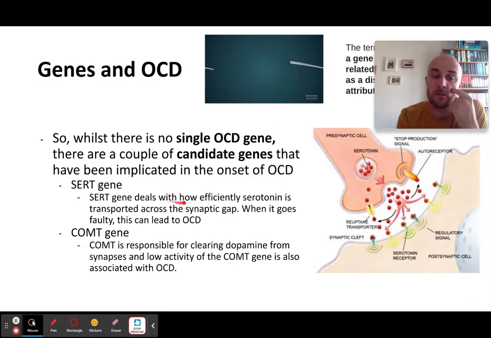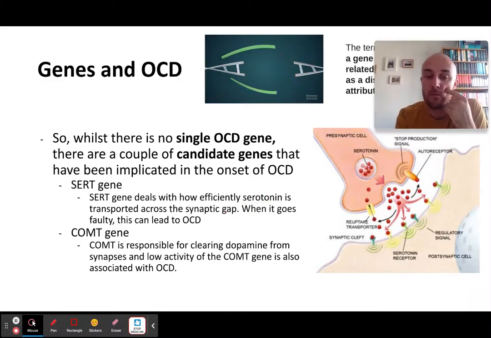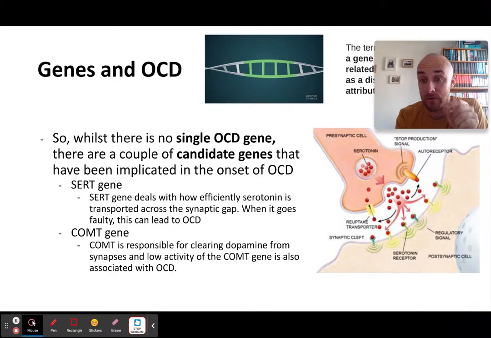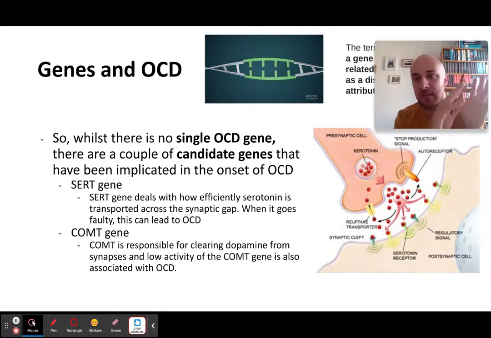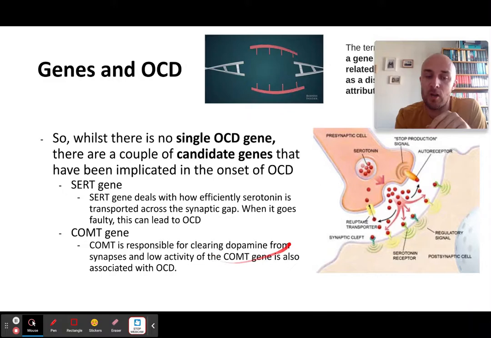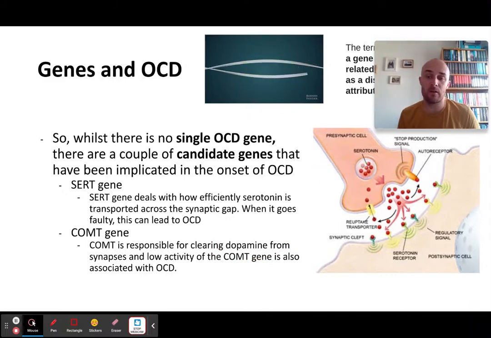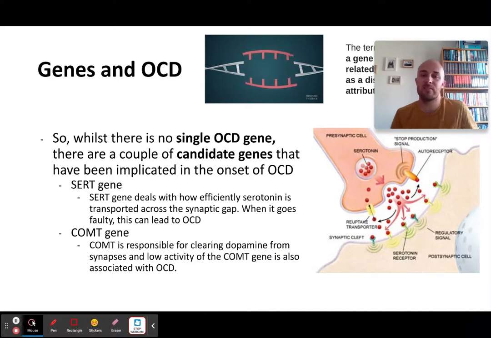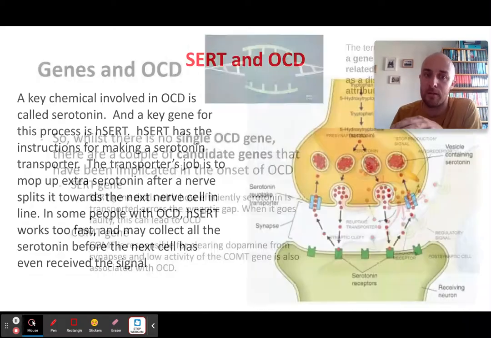So the SERT gene deals with how efficiently serotonin is transported. When it goes faulty, it can lead to OCD because, and you need to know this, serotonin gets reuptaken too quickly, too efficiently. The COMT gene is also linked to dopamine and clearing dopamine from the synapse, and low activity of the COMT gene is also associated. So you do need to know those two technical parts.